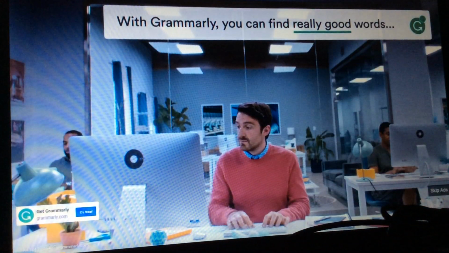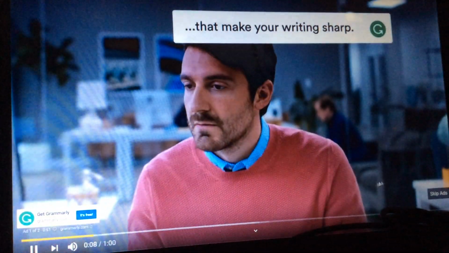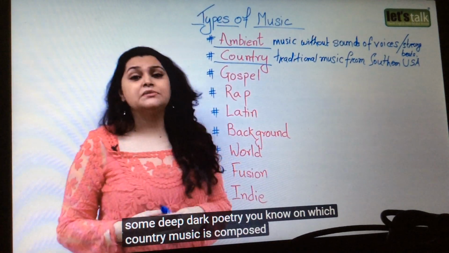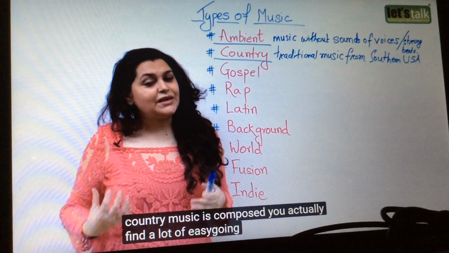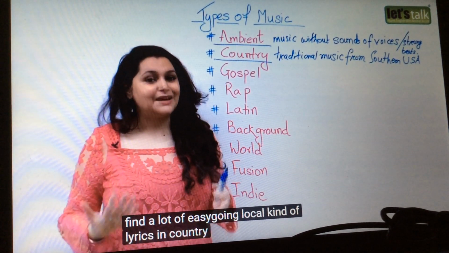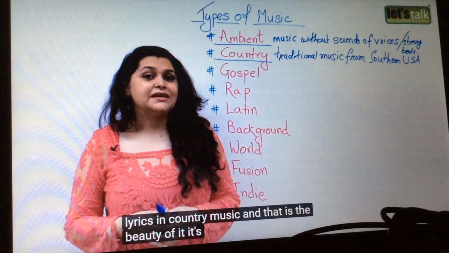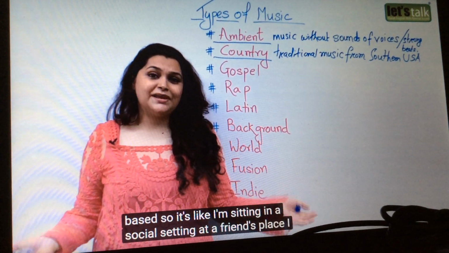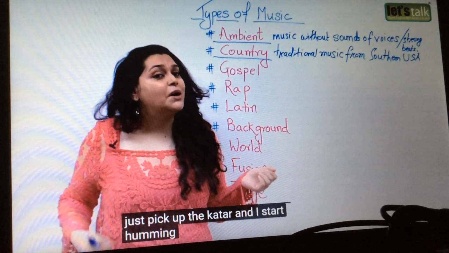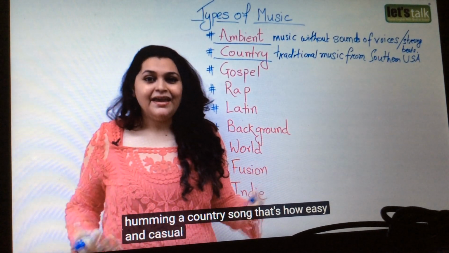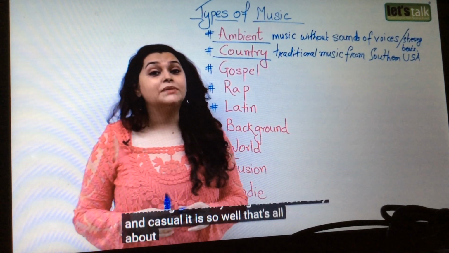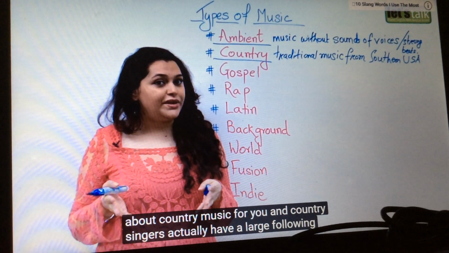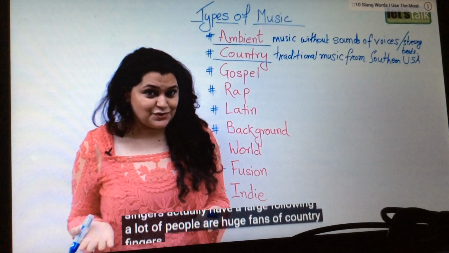poetry, on which country music is composed. You'll actually find a lot of easygoing, local kind of lyrics in country music, and that is the beauty of it. It's simple, it's guitar based, so it's like I'm sitting in a social setting at a friend's place. I just pick up the guitar and I start humming a country song. That's how easy and casual it is. So well, that's all about country music for you, and country singers actually have a large following. A lot of people are huge fans of country singers.